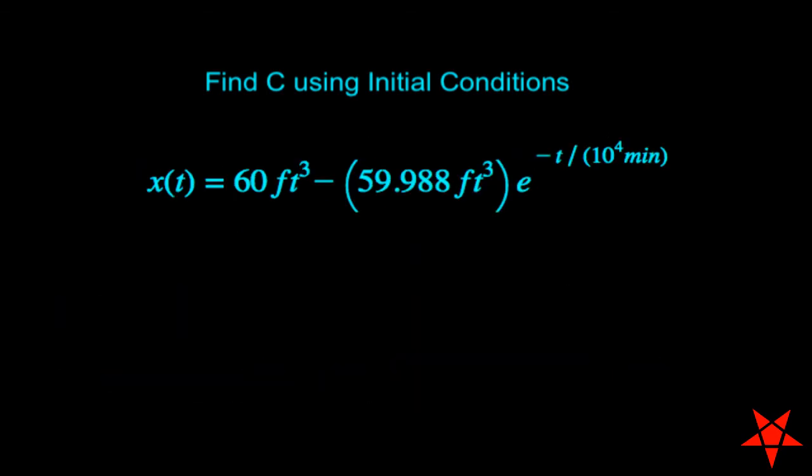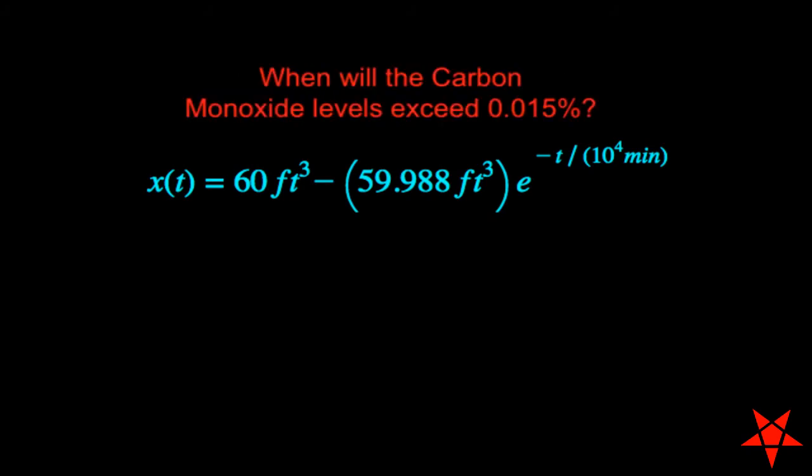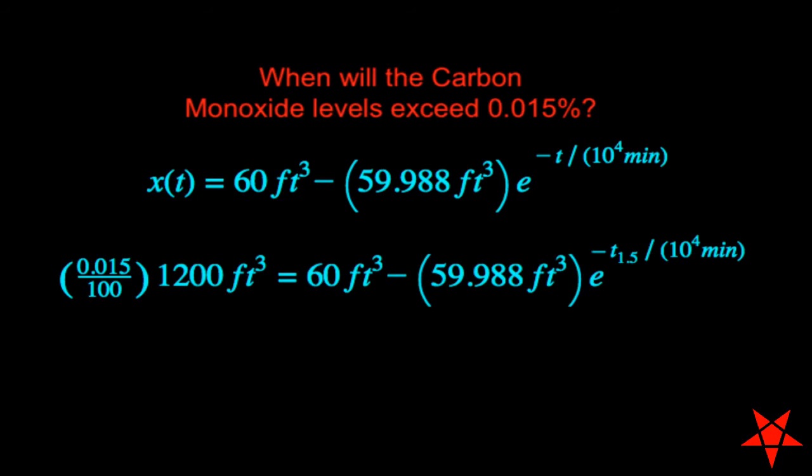Now that we have an expression for x in terms of t, we can use it to determine when the carbon monoxide levels will reach 0.015%. We begin by calculating the volume of carbon monoxide when this happens and equating it to x of t. Also, here I use the notation T sub 1.5, and I apologize if that's a little bit confusing. Now for the fun part.